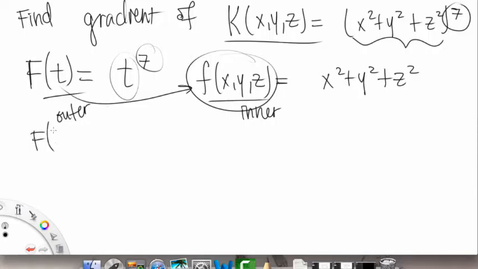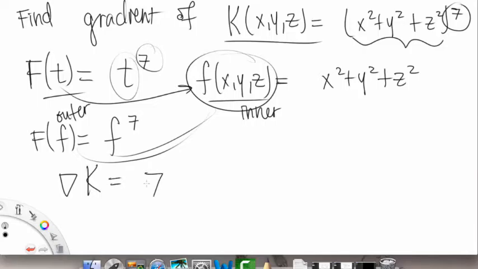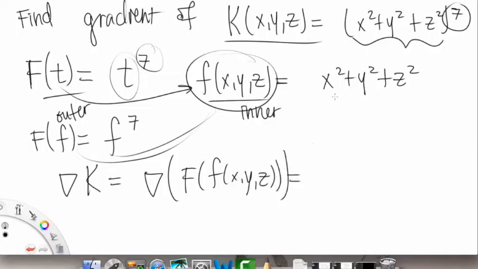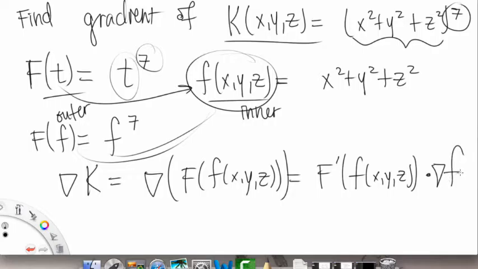Likewise, I could have written capital F of lowercase f is equal to f to the 7th. You could use any variable, I just didn't want to make it too confusing in there. So to find the gradient of k, that's basically the gradient of capital F of f of x, y, z, which, according to the chain rule, is equal to F prime of f of x, y, z times the gradient of lowercase f. Okay, so let's continue this on the next slide. I'll copy everything down there.